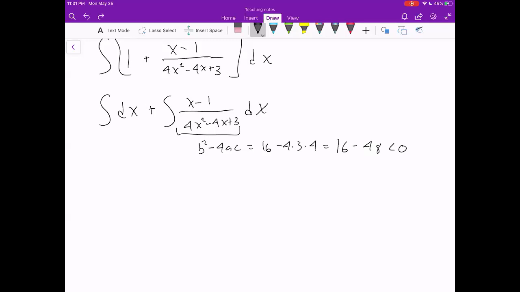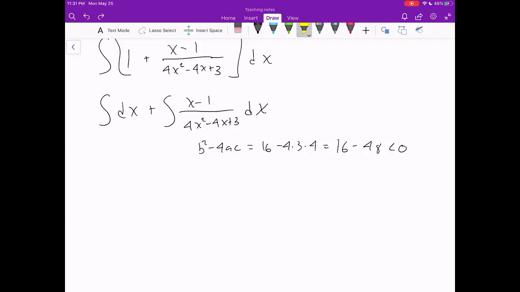That means if I were to try partial fractions on this, I'd be looking for something in the form ax plus b over 4x squared minus 4x plus 3. And that's already the form that this integrand is in. So this integrand is already in its partial fractions form. If you try and set that up, you're just going to find that a is equal to 1 and b is equal to minus 1.